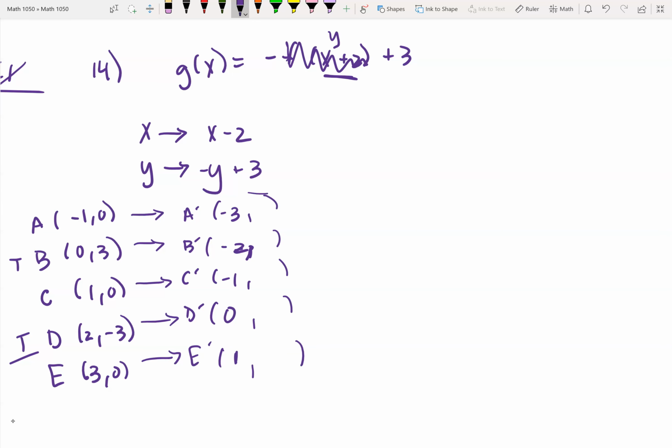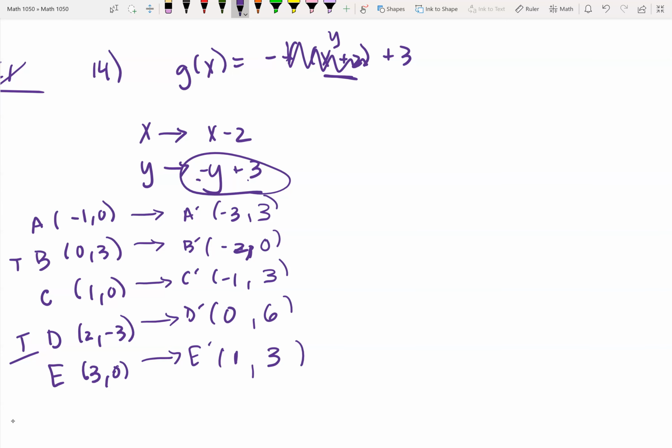Take the y's, multiply by a negative, then add 3. So 0 times a negative is a 0, plus 3 is 3. 3 times a negative is a negative 3, plus 3 is a 0. 0 times a negative is a 0, plus 3 is a 3. Negative 3 times a negative is a 3, plus 3 is a 6. The 0 I've already done 2 times before that. I'm going to get a 3.